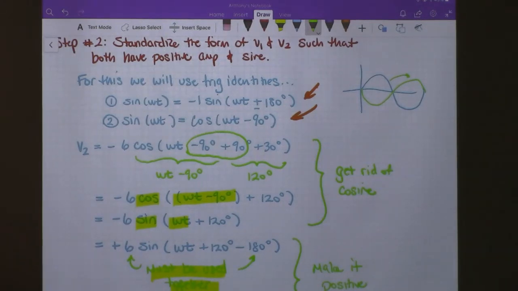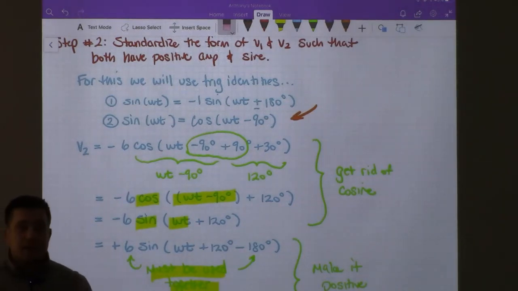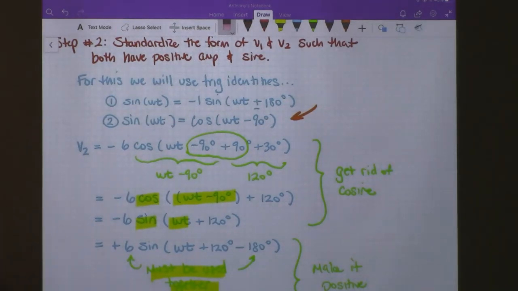The second trig identity that I'm going to be concerned with is this one. And this allows us to convert between sine and cosine. So cosine of omega t minus 90 degrees is the same as the corresponding sine. This also makes sense if you draw two waveforms.